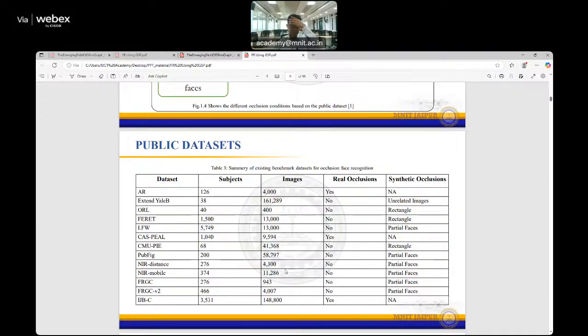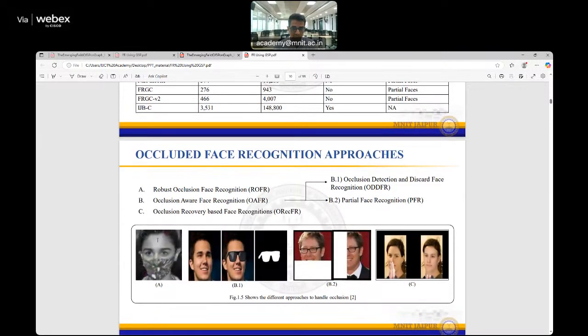So, public data sets. Whenever you are working on any research problem, you look at the data sets where you can apply those things. Here different data sets are there: AR, Extended Yale B, ORL, LFW. This is the one for occluded face recognition.